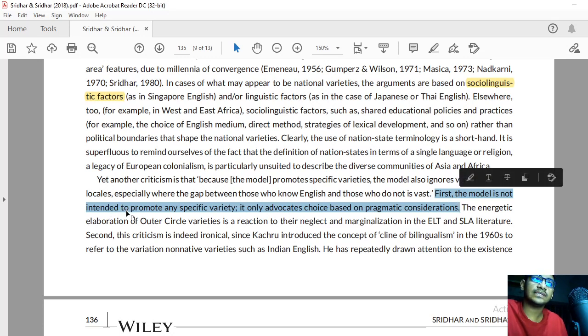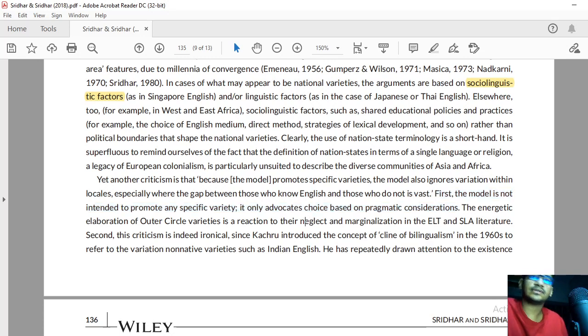First, the model is not intended to promote any specific variety. It only speaks for choice based on pragmatic considerations. The energetic elaboration of outer circle varieties is a reaction to their neglect and marginalization in the ELT and SLA literature. So here the authors say that actually it isn't promoting any specific variety, such as Indian English or Bangladeshi English, even though many people do not use English as a second language. Still, he puts Bangladesh as a part of the outer circle instead of the expanding circle.